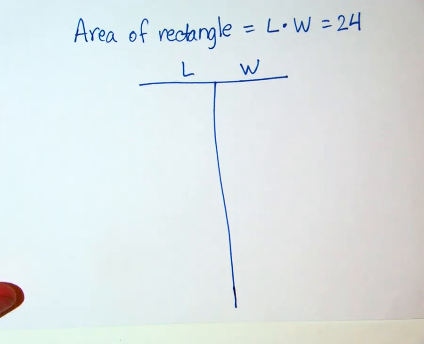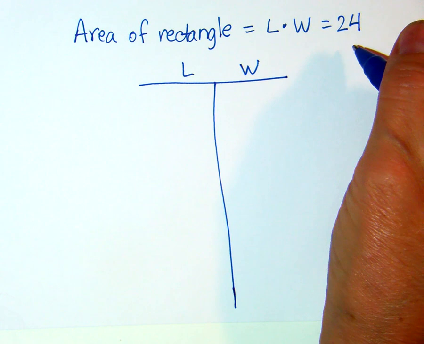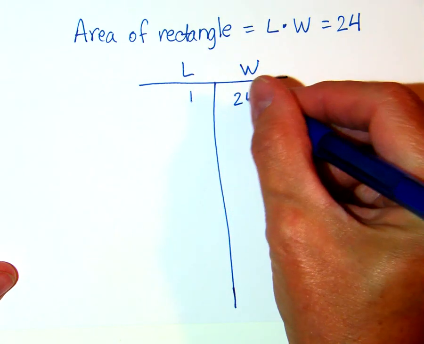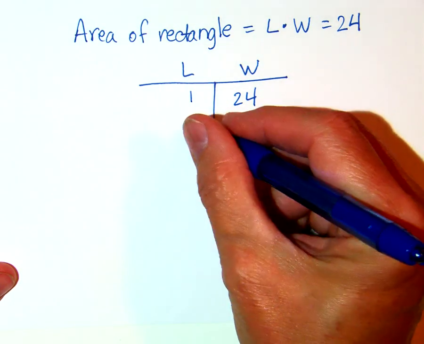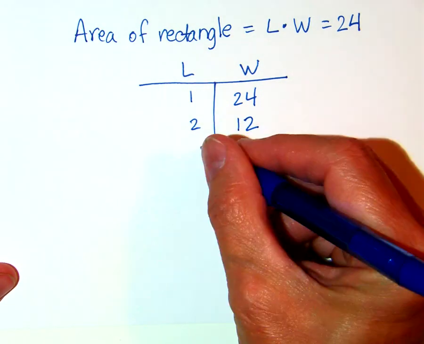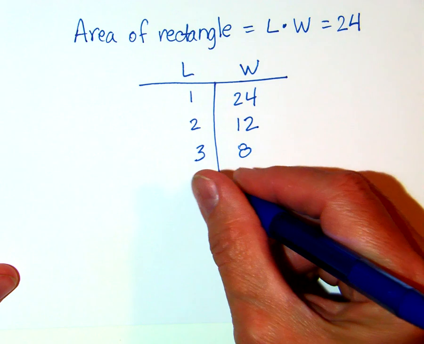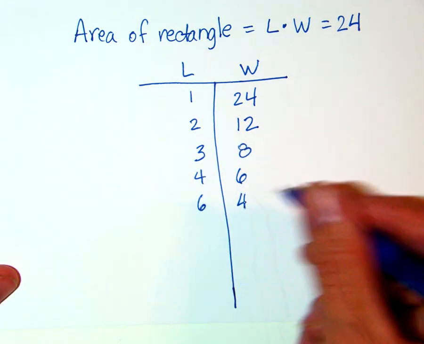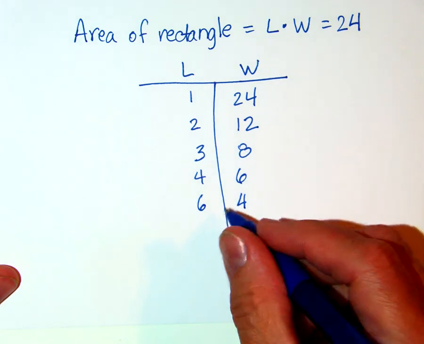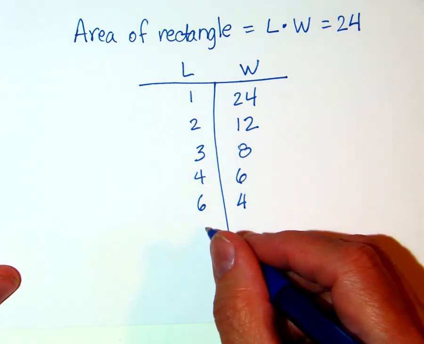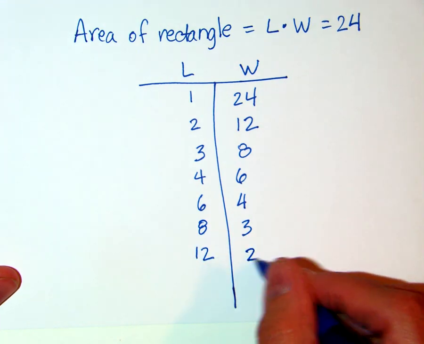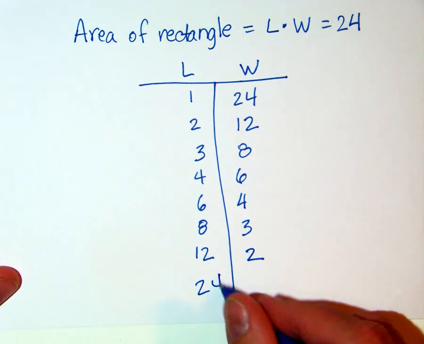Talk about the area of a rectangle. Okay, if we have a rectangle whose area is 24 square units, what could the dimensions be? Well, it could be a length of 1 and a width of 24. That would be 24. Okay, it could be a length of 2, width of 12, 3 and 8, 4 and 6. Well, wait, the length could be 6 and the width 4. That would work. And then down to 8 and 3, 12 and 2, and 24 and 1.